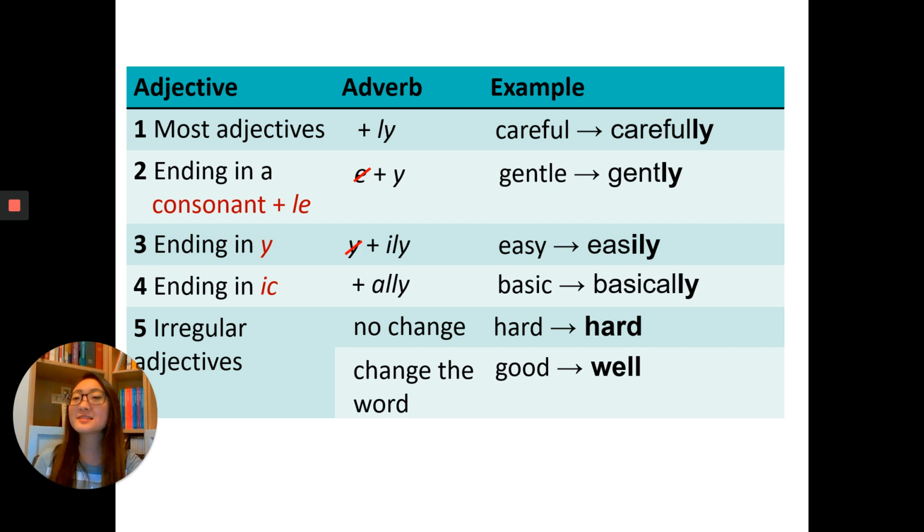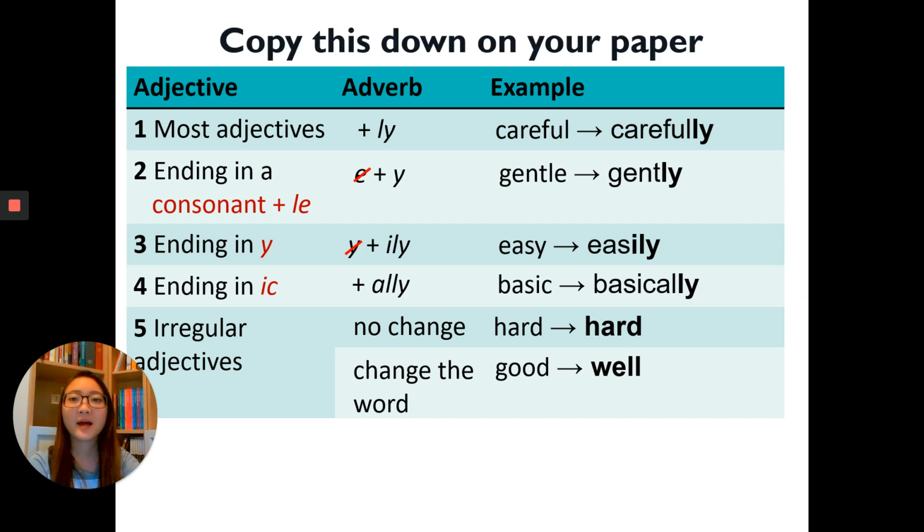We can say it is a good song. Adjective, good, describing the song. But we can say he sings well. How does he sing? He sings well. That will be your adverb. So irregular adjectives, they can either not change or change completely. I would really recommend that you copy this down on your own piece of paper so that you can remember it better.